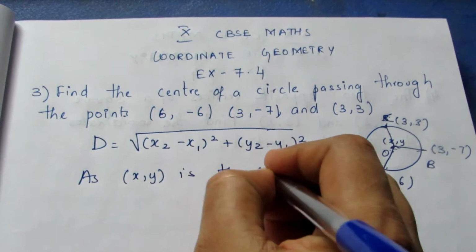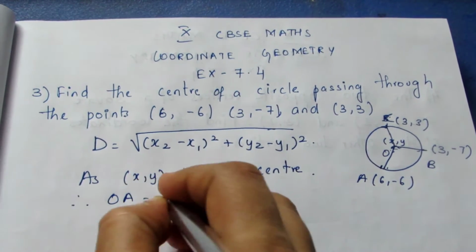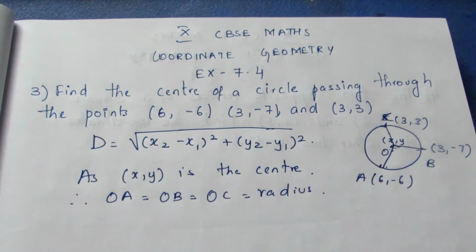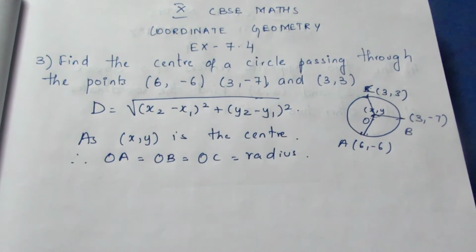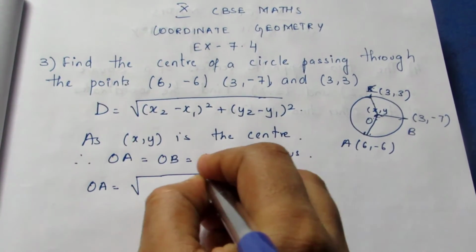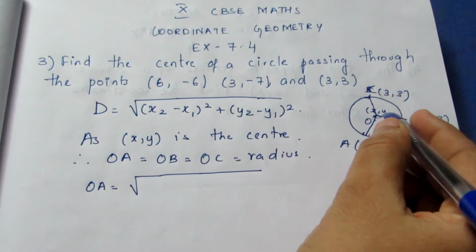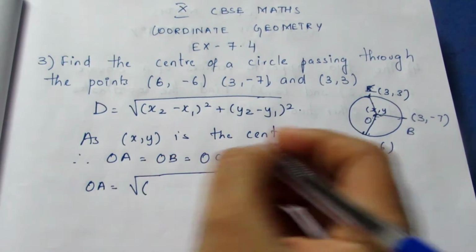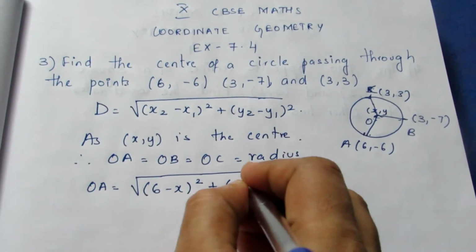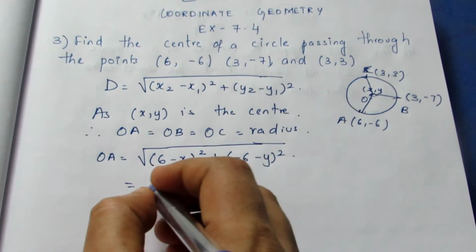As (x, y) is the center, therefore OA equals OB equals OC equals the radius. Now we'll go with all the distances. First, the distance OA equals root of (x2 minus x1) the whole square. You can take this to be x2, y2, so that it will be easy for you to handle. So (6 minus x) the whole square plus (minus 6 minus y) the whole square. This is nothing but the (a minus b) whole square formula. We need to use it here.